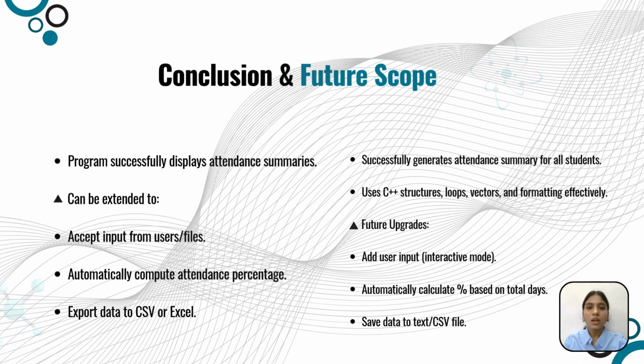Now, coming to the conclusion and future scope of my project, my program successfully shows the attendance summary for all students. It uses C++ structures, loops, vectors, and formatting in an effective way. In the future, this project can be improved to take input from users or from a file, to automatically calculate the attendance percentage, and to save or export the data to a text or Excel file. So, this was my project, Student Attendance Manager. It helps to track students' attendance easily and shows both summary and detailed reports.